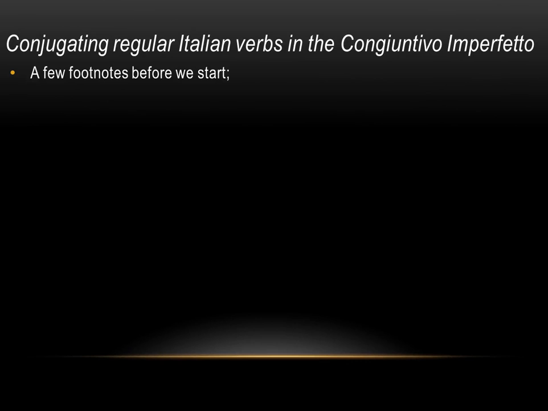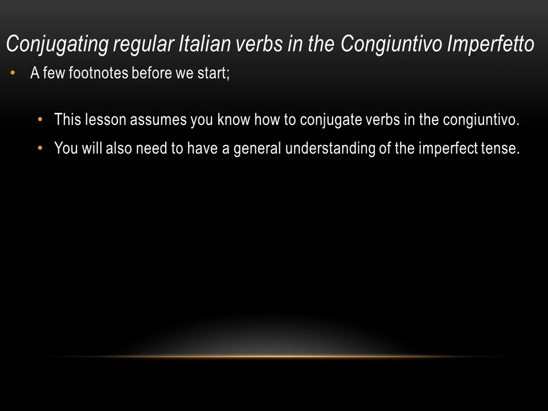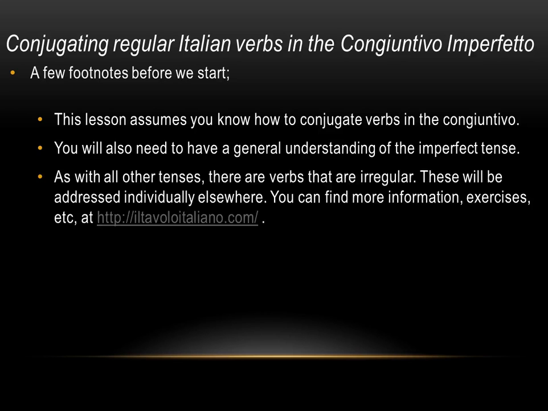Few footnotes before we start. This lesson assumes that you already know how to conjugate verbs in the congiuntivo. You will also need to have a general understanding of the imperfect tense. And as with all other tenses, there are verbs that are irregular. These will be addressed individually elsewhere.